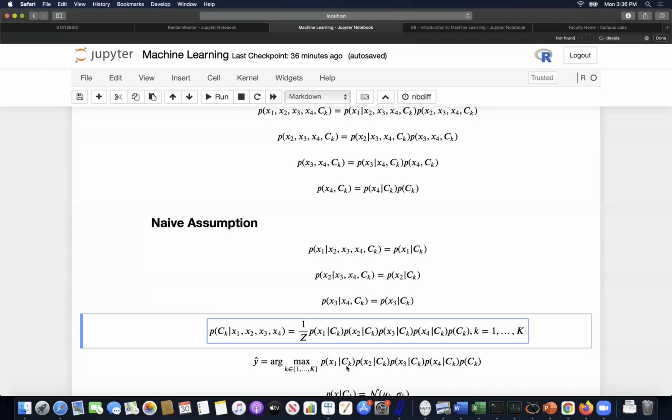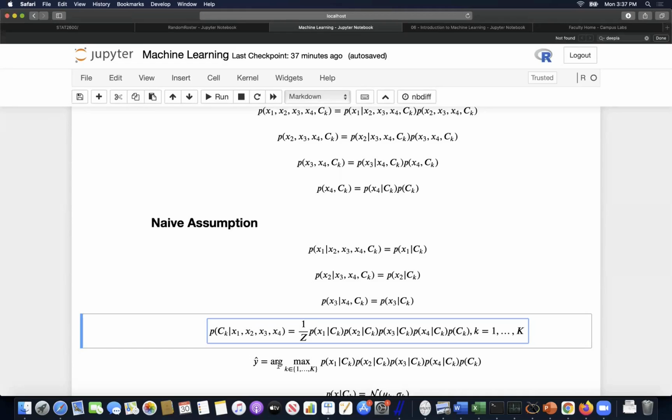Now your problem is, what is the class? Is it a setosa? Is it a versicolor? Or is it a third class? So you just maximize this with respect to k. And that's why I said, because this term Z doesn't depend on c, you can just drop it. It's just a constant, shifting your objective function up, down, scaling it. Who cares? It doesn't matter. It's a probability, it's a positive term. You can just drop it. It's not going to affect the maximum point. It's going to affect the maximum value, but it's not going to affect the maximum point.